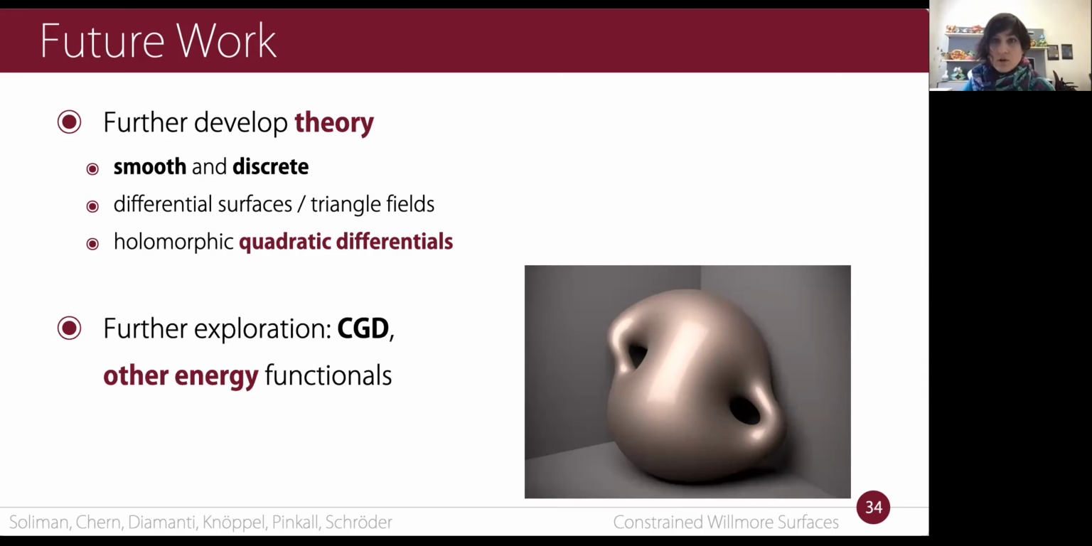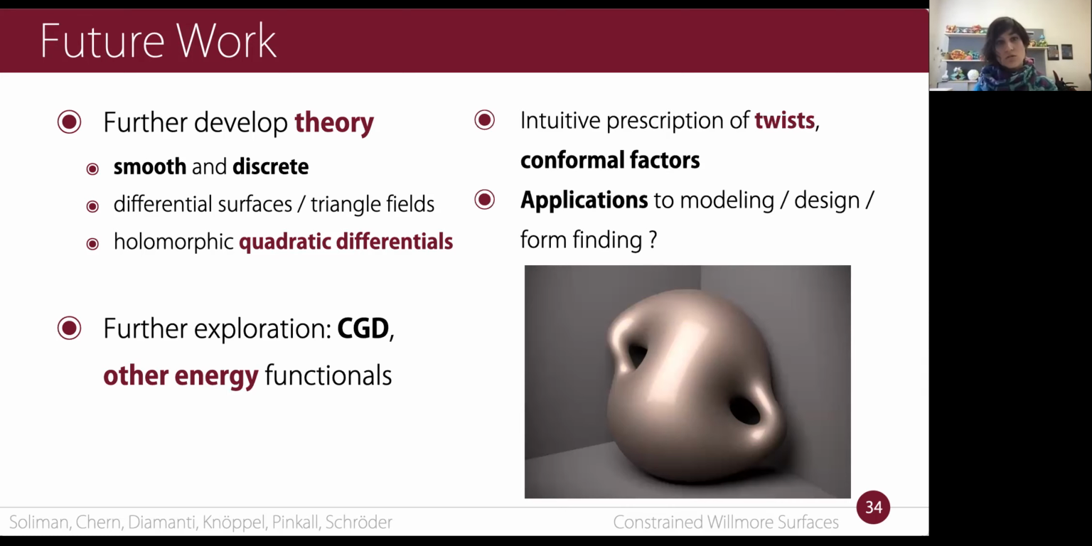We could also, of course, try to investigate what we can do with the competitive gradient descent in other settings, so other optimization problems with other energies. And we would also want to investigate how we can use the conformal constraints in a design or form finding scenario. So for example, we could think of trying to prescribe twists on a surface or even the conformal factors U directly and do some modeling or form finding.